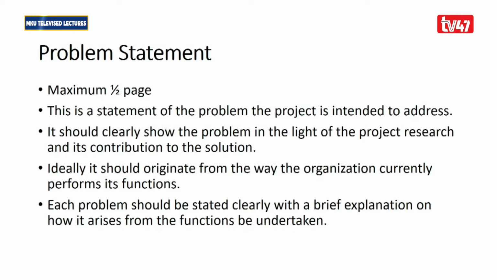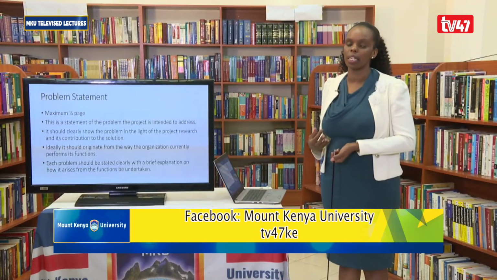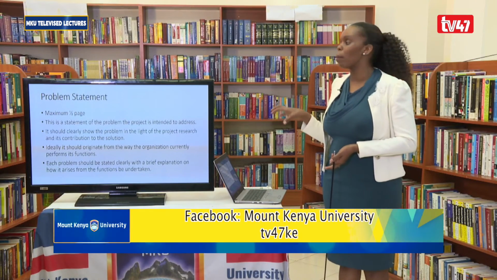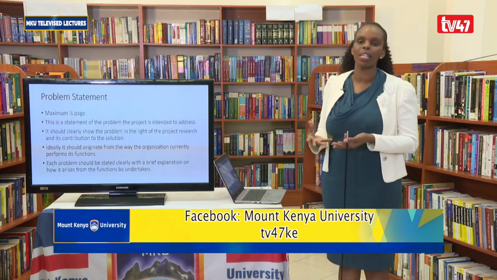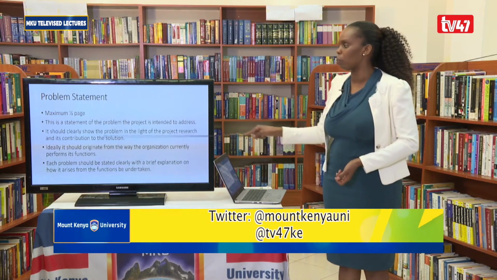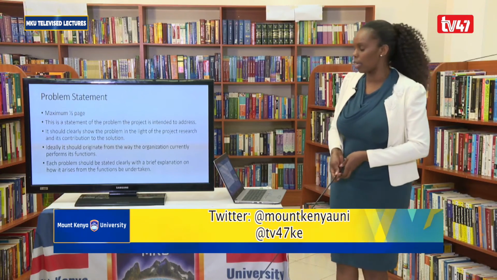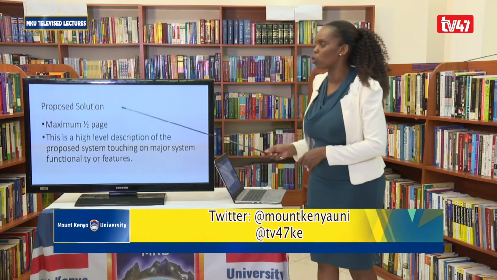Then ideally it should originate from the way the organization currently performs its functions, as you had earlier indicated in the background information. Then each problem should be stated clearly with a brief explanation of how it arises from the functions to be undertaken. So your problem statement, this is where your bargaining power is. You have to show that there is a gap. Having given that background information, it's good to now show that this is the gap that you are trying to bridge, and you're doing it in a problem statement in a maximum of half a page. The third item in chapter 1 is the proposed solution.